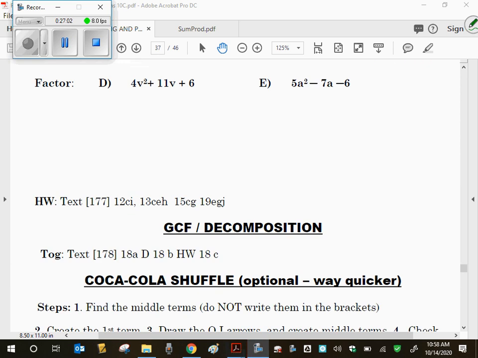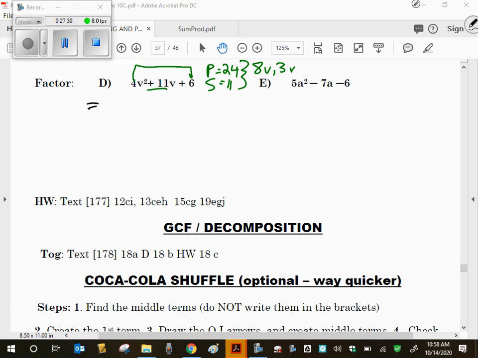All right, let's check the first one to make sure you're on the right track. The product is 4 times 6. You need 2 numbers that multiply to 24 and add to 11. The numbers are what? Somebody? You're close. 8 and 3, so 8v and 3v. Those are the middle terms.